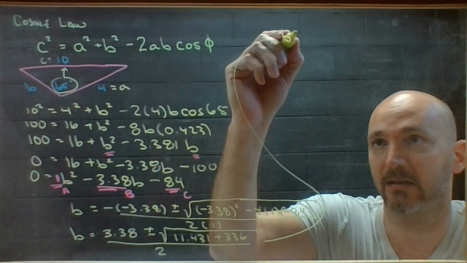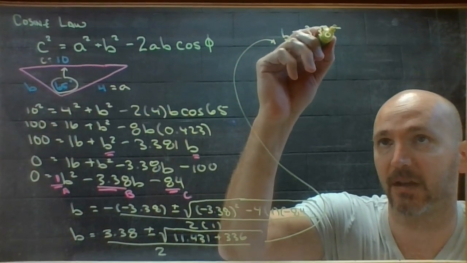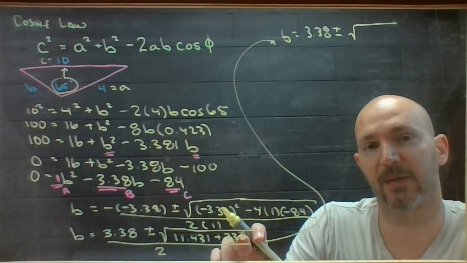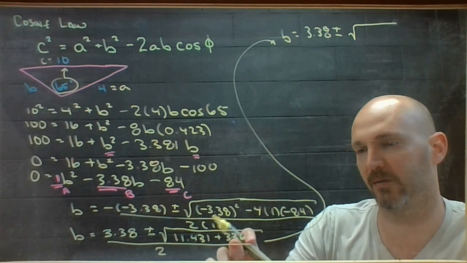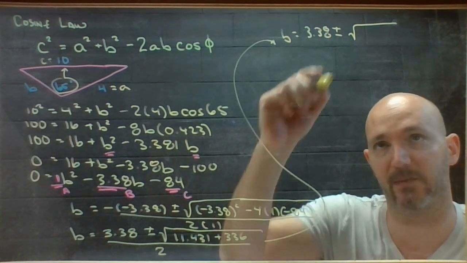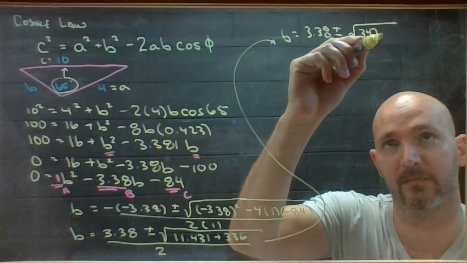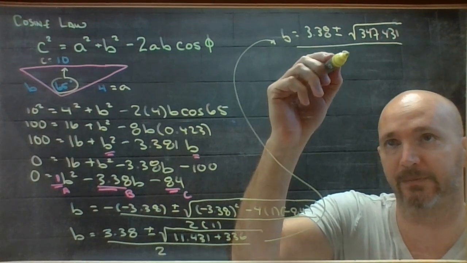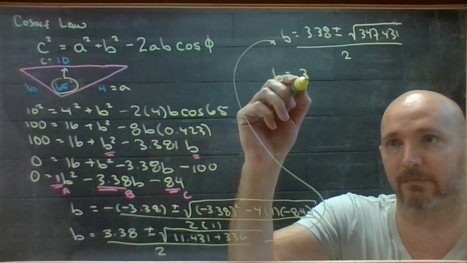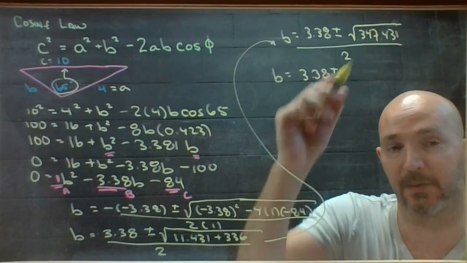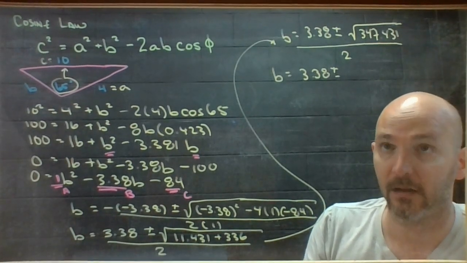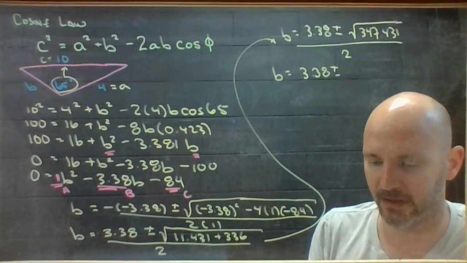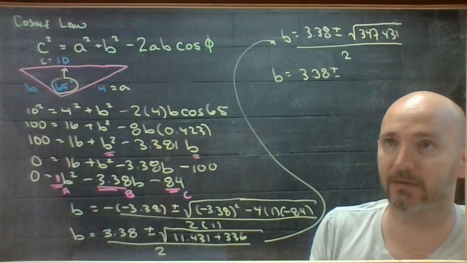So I have b is 3.38 plus or minus the square root of 336 plus 11.431. That will be 347.431, all over 2. To do this square root of 347.431 gives me 18.64.